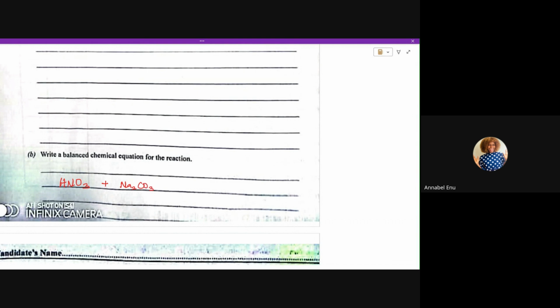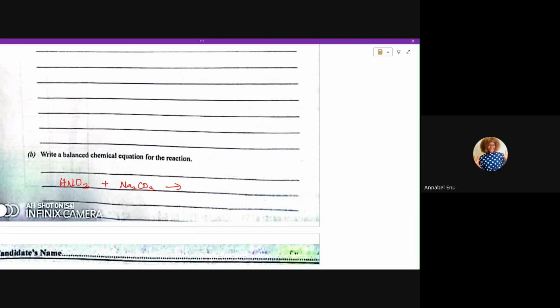So we have HNO3 reacting with our base, which is our sodium carbonate. We know when these two react, we'll get salt and water. But if you remember when we were dealing with acids and bases, when acids react with metal carbonates, we don't only get salt and water, but we also get carbon dioxide gas involved in the process.